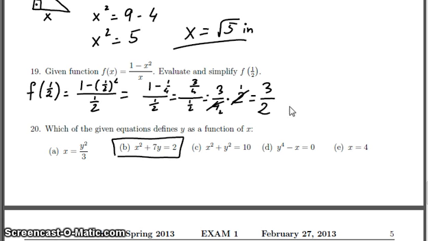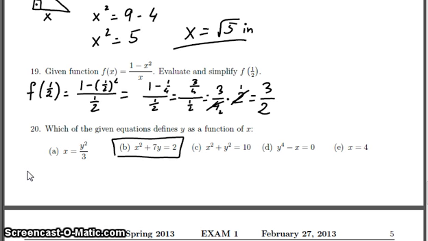In problem 19, given function f of x is 1 minus x squared over x. Evaluate and simplify f of 1/2. So you just plug 1/2 in for x here and here. So f of 1/2 is equal to 1 minus 1/2 squared divided by 1/2. 1/2 squared becomes 1/4. 1 minus 1/4 is 3/4. And 3/4 divided by 1/2, multiplied by the reciprocal, so it's 3/4 times 2 over 1. Simplify, and you get 3/2.